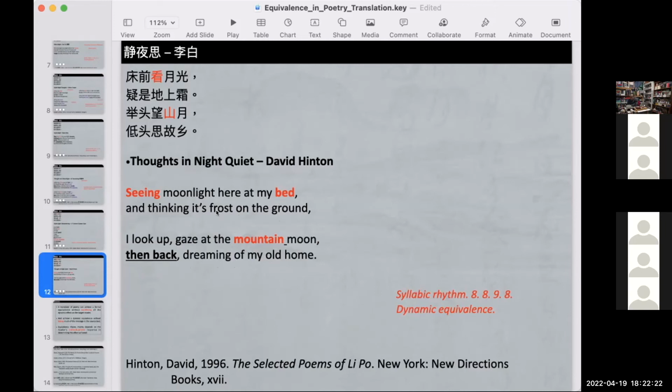And he tried to stick to the meaning of the original. So it's syllabic rhythm. The first line has 8 syllables, then 8, then 9, then 8. It's not accentual, it's syllabic, because you cannot detect real feet there. And it's dynamic equivalence, it's clear.